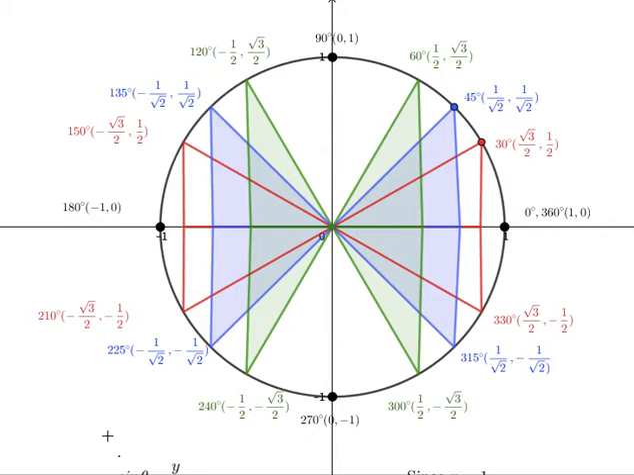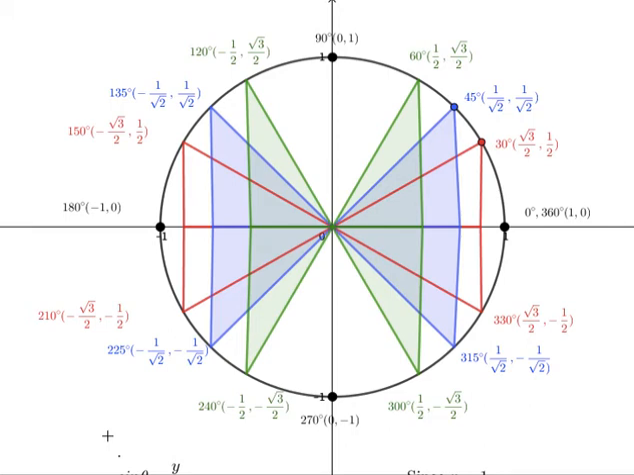So for example, if 1 were to go dancing, who would it bring? 0. If 0 were to go dancing, it'd always bring 1 in some form. So 0 and 1 are always seen together. Root 3 over 2 is always seen with 1/2. And that's true for the 30-degree family and for the 60-degree family.